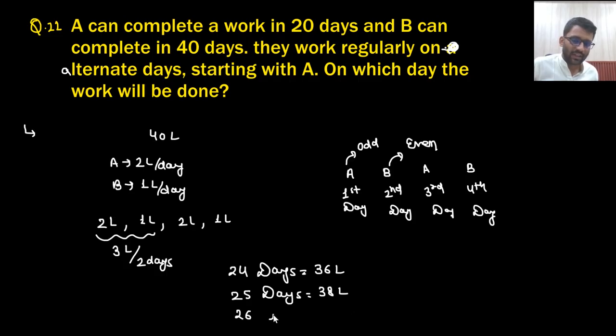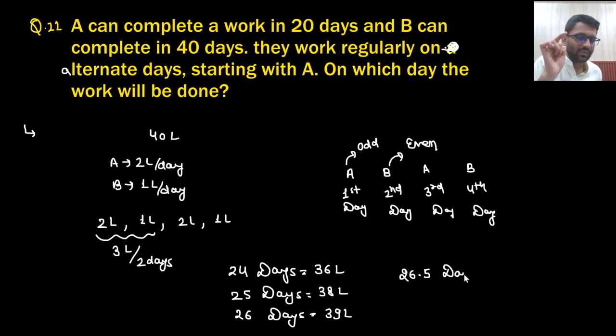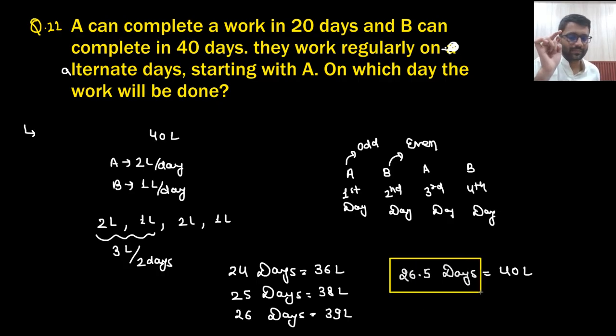On the 26th day, B will eat. 39 laddu are eaten. Now what do you need? You need to eat 40 laddu. So in half a day only, in 26.5 days only, because next day A will eat. So in 26.5 days only, 40 laddu will be eaten. So this is the answer.